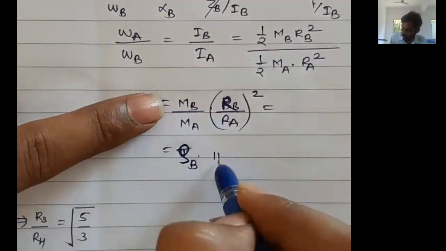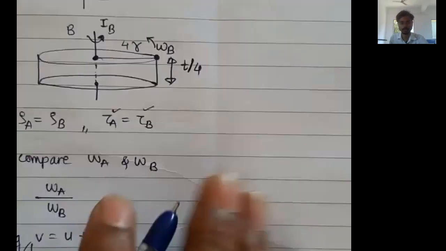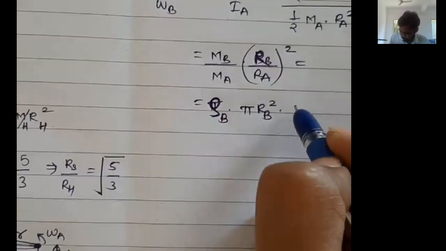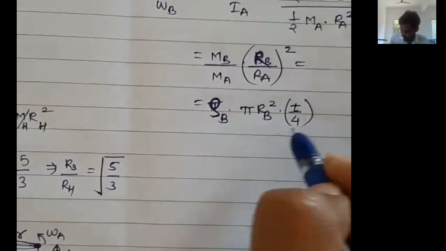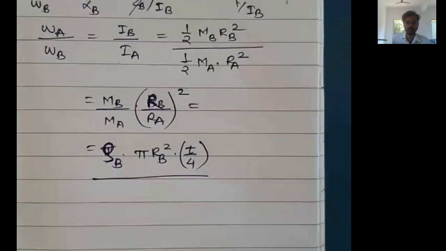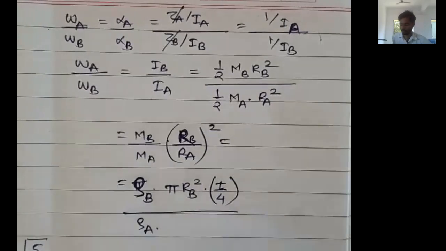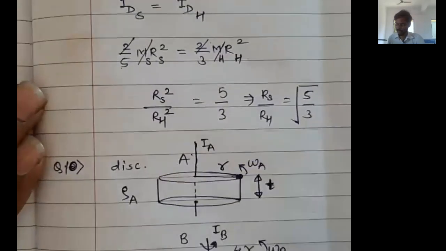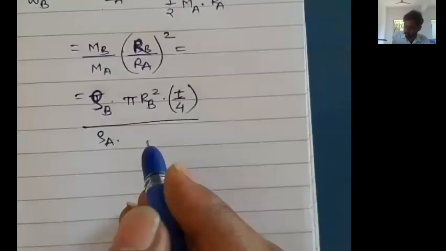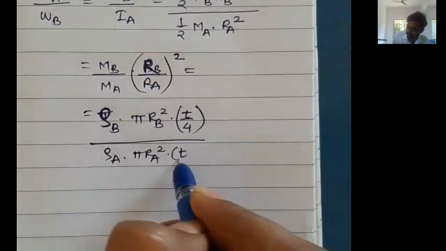Volume will be equal to pi into RB square into the thickness. What is the thickness? T/4, divided by mass of the first disk. Mass equals density into volume. So density of the first disk into volume of the first disk, pi r square into height. So pi into radius of the first disk square into thickness, which is simply t.